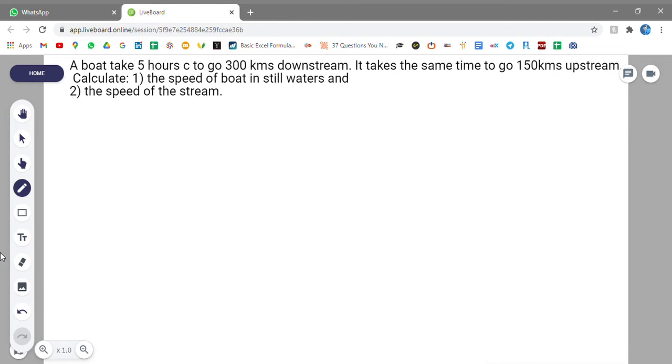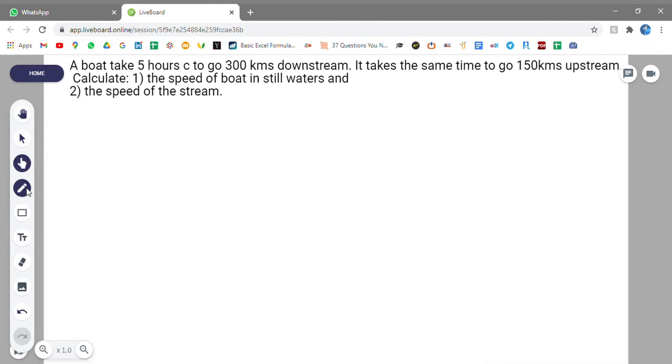I think we were doing this problem in the previous class. A boat takes 5 hours to go 300 kilometers downstream. It takes the same time to go 150 kilometers upstream. So we are supposed to calculate the speed of the boat in still waters and the speed of the stream.